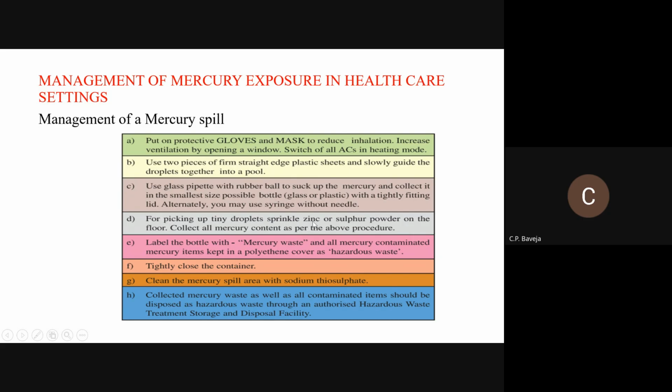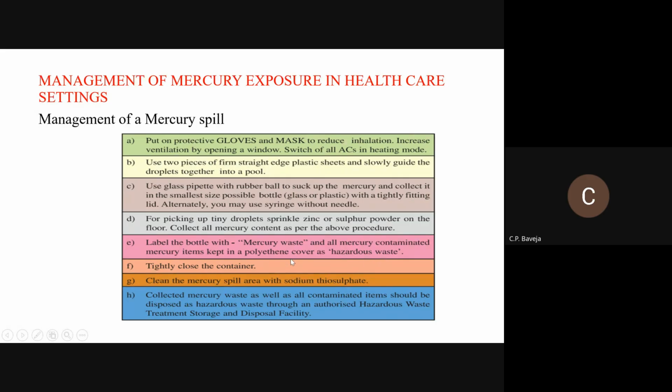So you sprinkle zinc or sulfur powder on the floor. Collect all mercury content as per the above procedure. Then you collect after putting this. Label the bottle with mercury waste, and all mercury contaminated items kept in a polythene cover as hazardous waste.